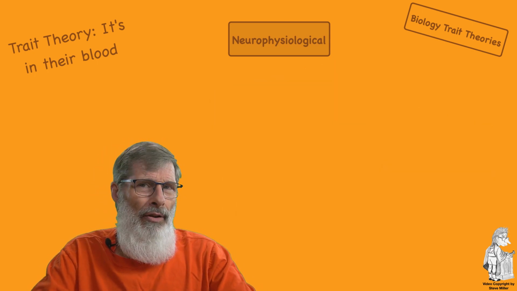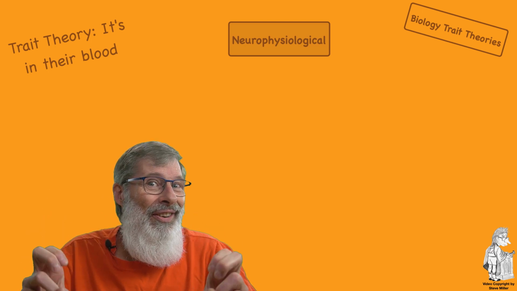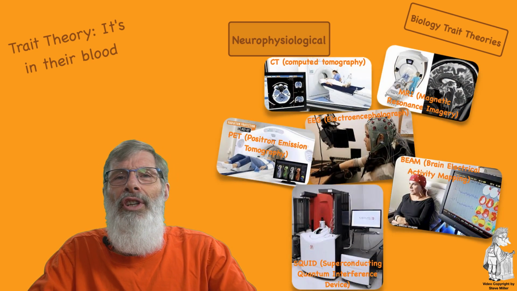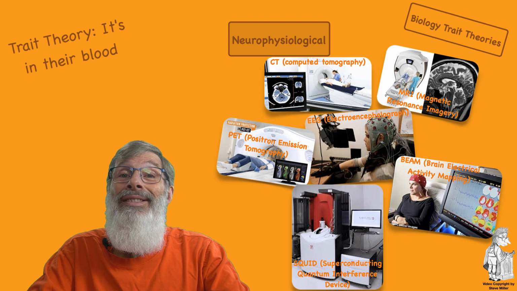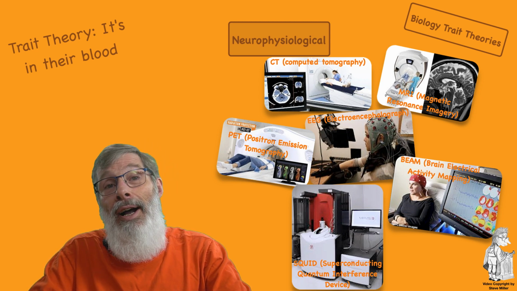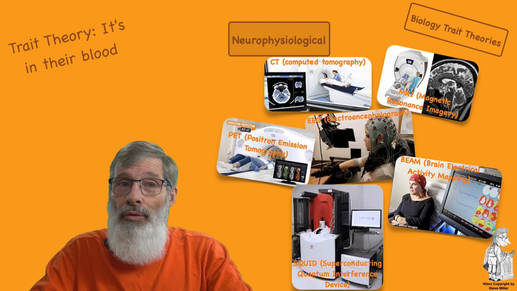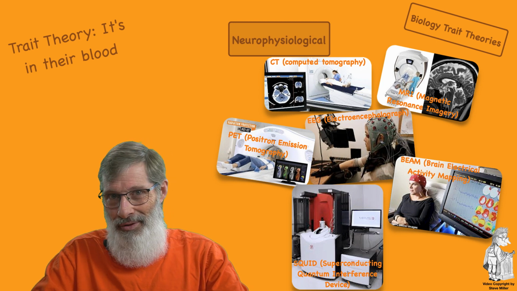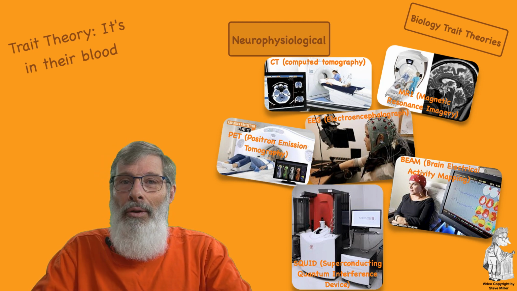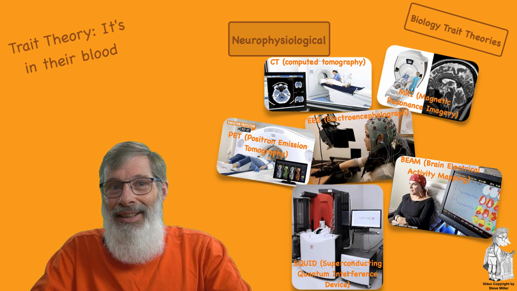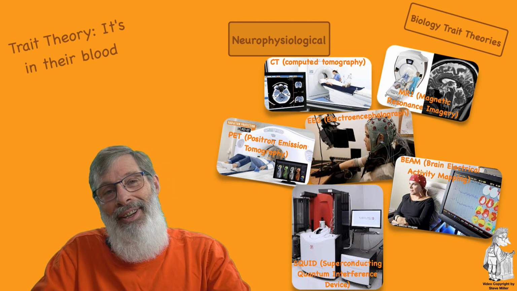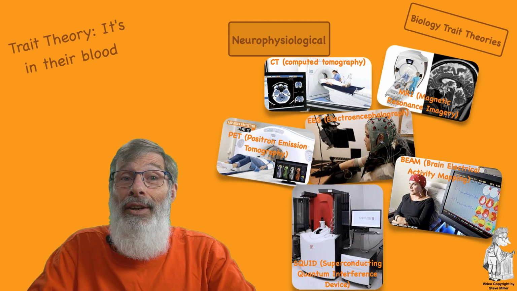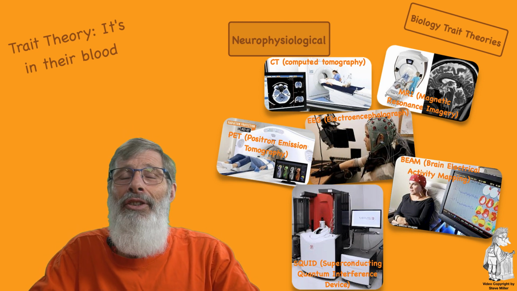Now, with the use of technology, we can see the brain at work in a way that we've never been able to see before, with such technologies as CT, or computed tomography, MRI, magnetic resonance imagery, fMRI, that's functional magnetic resonance imagery, EEG, electroencephalogram, PET, positron emission tomography, BEAM, brain electrical activity mapping, and SQUID, superconducting quantum interference devices.